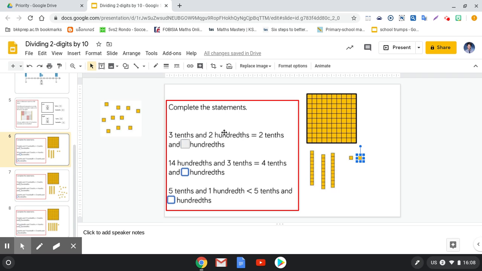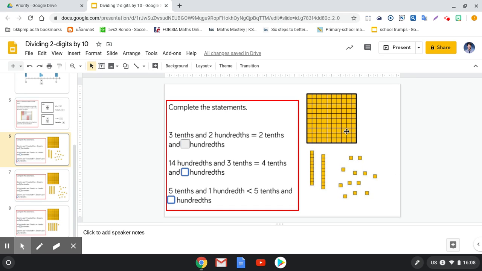So let's have a look at these statements. So 3 tenths and 2 hundredths is the same thing as 2 tenths and a certain amount of hundredths. Now let's see what this is. Now I'm going to make an exchange. Because it says 2 tenths there, I'm going to get rid of one of my tenths and exchange it with 10 hundredths, because it's exactly the same thing. It has the same value.